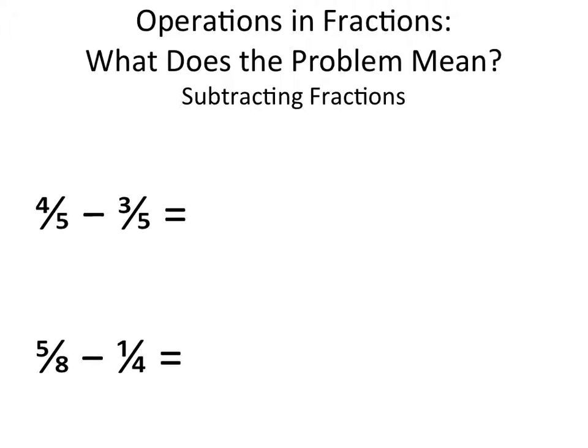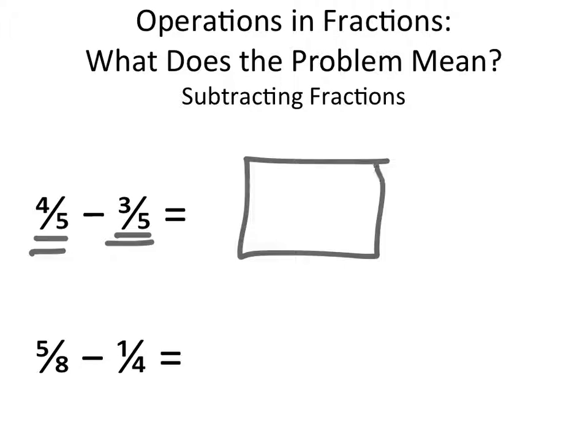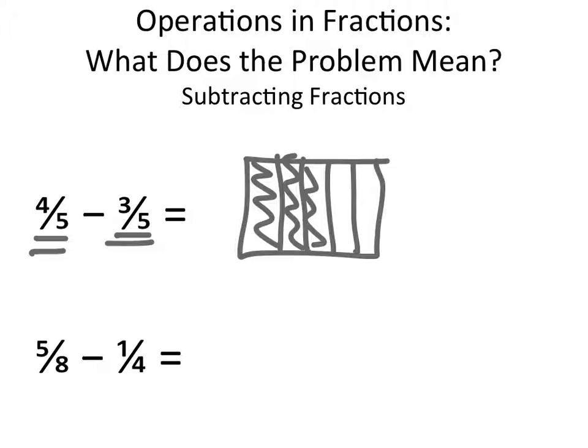Subtracting in fractions can be confusing for students because they see 2 amounts and sometimes they want to picture 2 different things, when in reality we need to think about what does the problem mean. So in this first problem, it means we have 4/5, 1, 2, 3, 4 out of 5 pieces, and we want to take 3 of those fifths away from what we started with. It's not a separate amount.